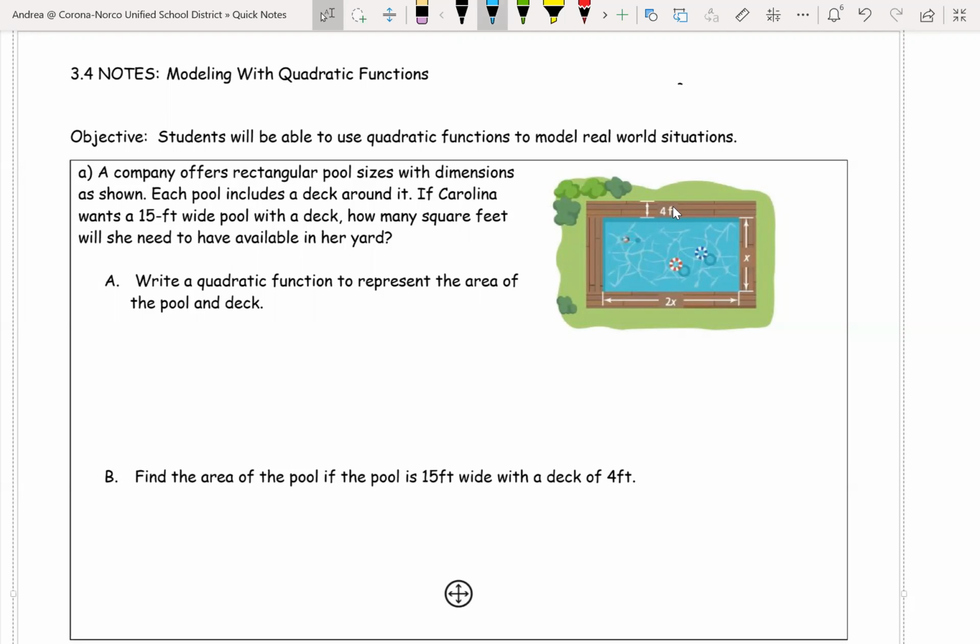Okay, so let's just review. Square feet, what that means is area. Can somebody remind me what area is? Base times height or length times width. Okay, so our area is length times width. So we need to identify the length and the width here.